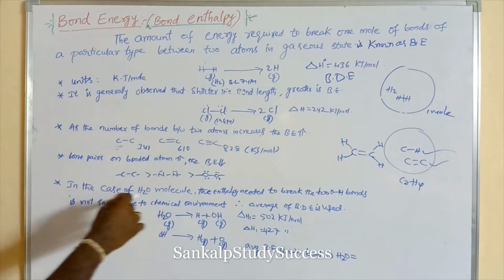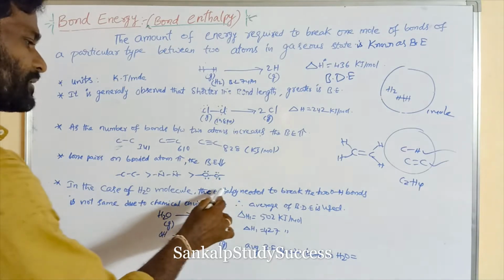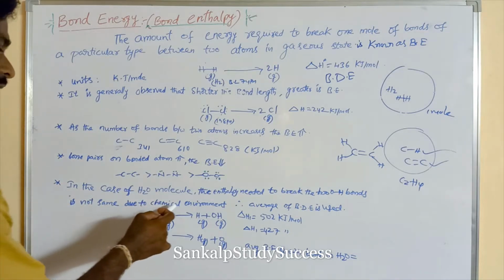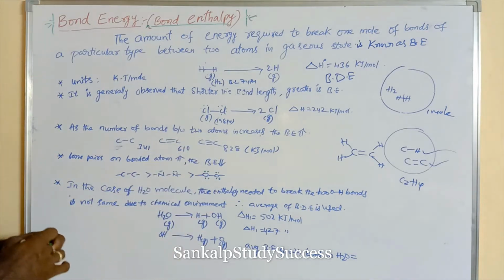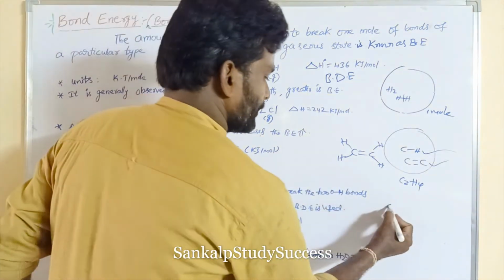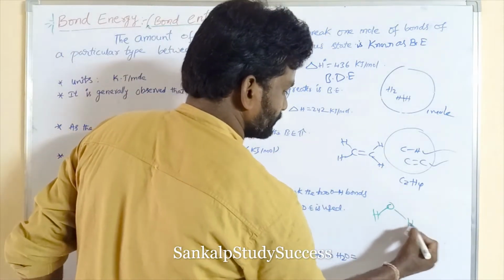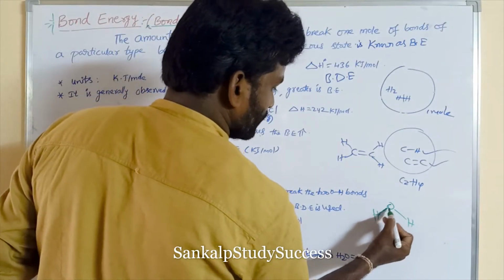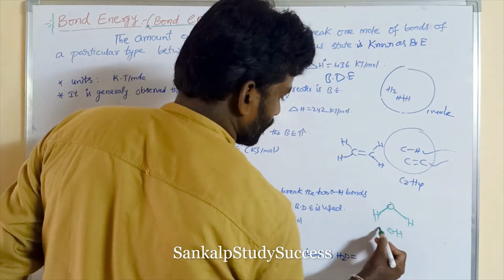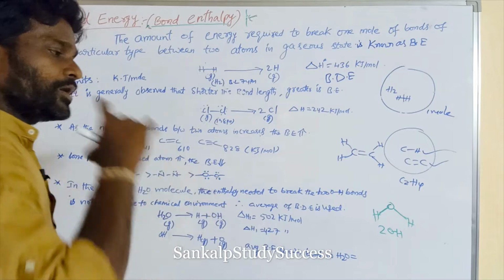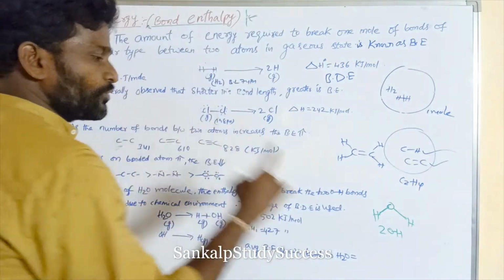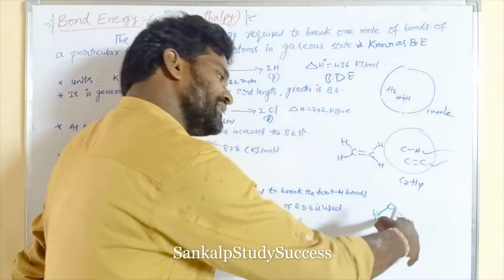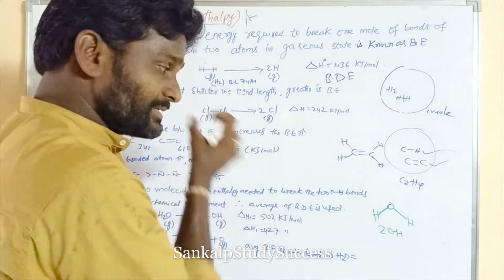Next point, in the case of the H2O molecule, the enthalpy needed to break the two OH bonds is not the same due to different chemical environment, right? So here this is H2O. So these two are OH bonds. These two are similar OH bonds. This is one OH bond. This is another. How many OH bonds are present in H2O? Two OH bonds.